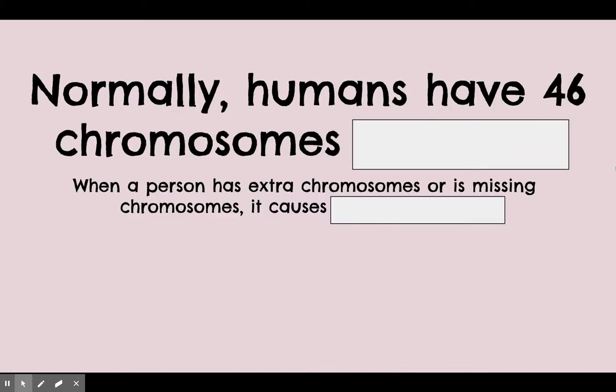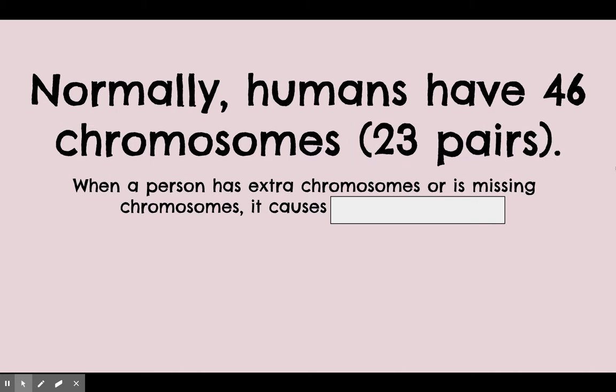So normally humans have 46 chromosomes or 23 pairs. When a person has extra chromosomes or is missing chromosomes, it causes what we call genetic disorders. So here we're going to look at some karyotypes of some people who have genetic disorders.